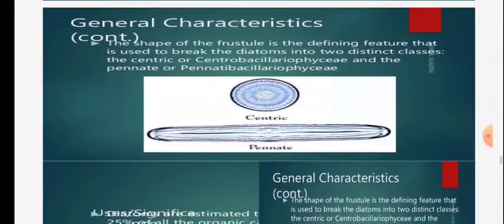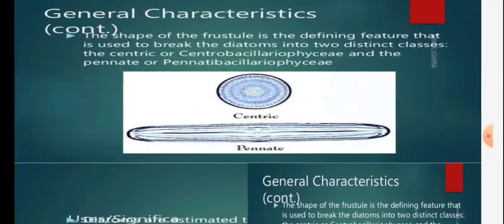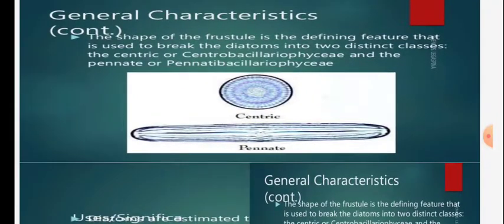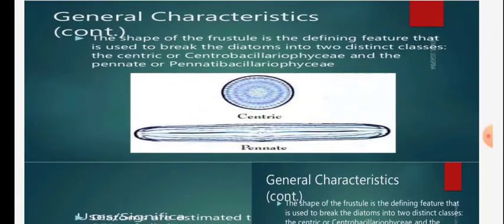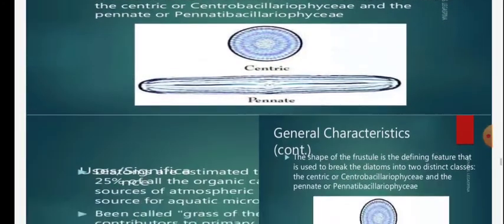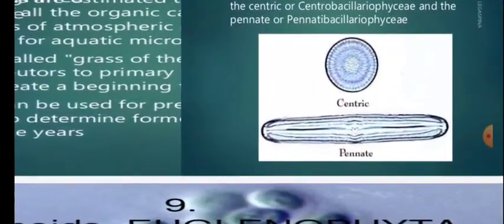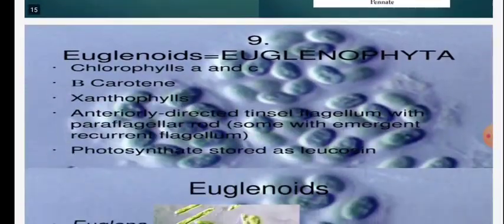Secondly, there are some characteristics in relation to the pinnate and the centric types. So centric are the rounded ones. They define the features of the shape and size of these Bacillariophyceae members. In general characteristics, we have seen these photographs.